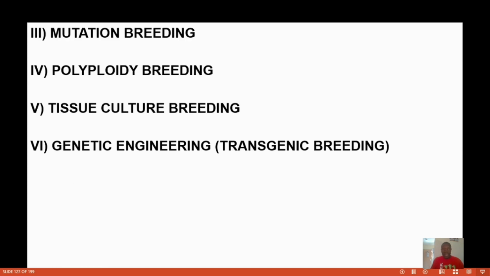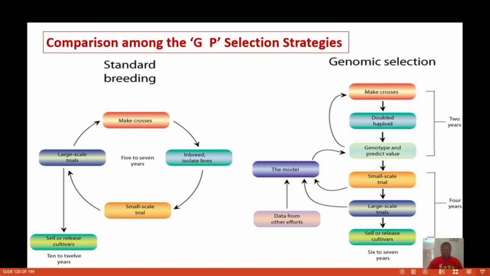Then the second one is the selective breeding, which involves the aspects that I have indicated here, the selection breeding. And as we can see, there are a few things under the selective breeding when it comes to selfing of crops. But here, the third one is the mutation breeding. Then we have the polyploid breeding. Then we have the tissue culture breeding. Then we have the transgenic breeding. Now, remember, we have the standard breeding, sometimes called the phenotypic selection. And then we have the genomic, which is more modern, more contemporary.